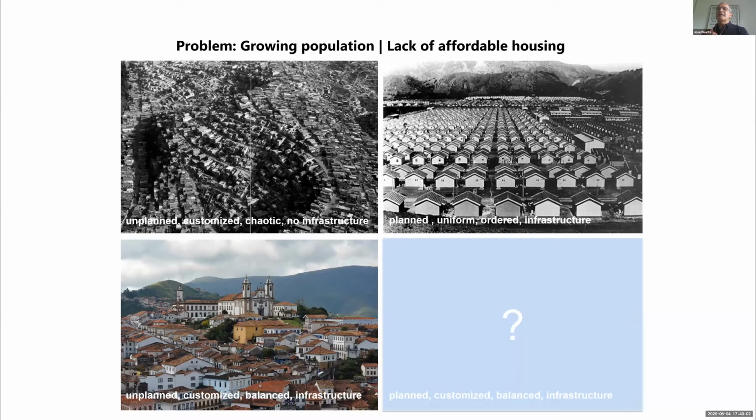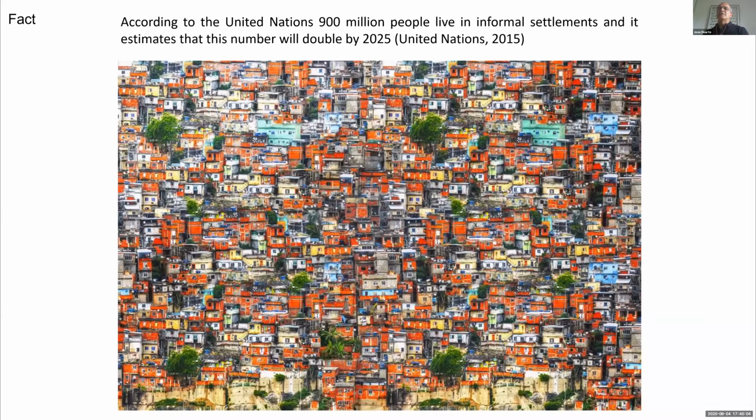So let's step back a little bit and look at the problem a little bit more closely. According to the United Nations, 900 million people live in informal settlements, and it is estimated that this number will double by 2025. So this is a huge scale of the problem.